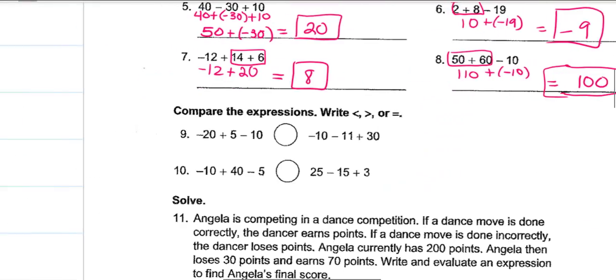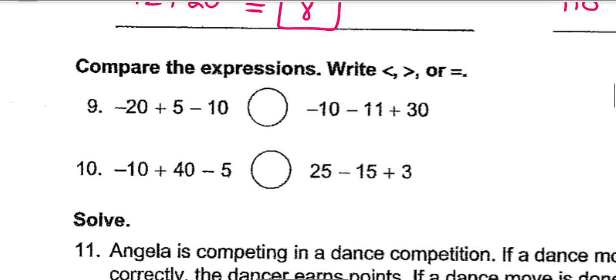All right. So on 9 and 10, we're comparing the expressions. We're going to say if they're greater than, less than, or equal to. And in order to do that, you have to simplify the expressions or solve them. So let's go. We've got here negative 20 plus 5 minus 10. So I have enough space here.